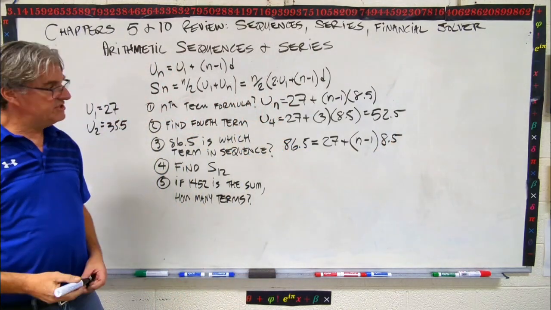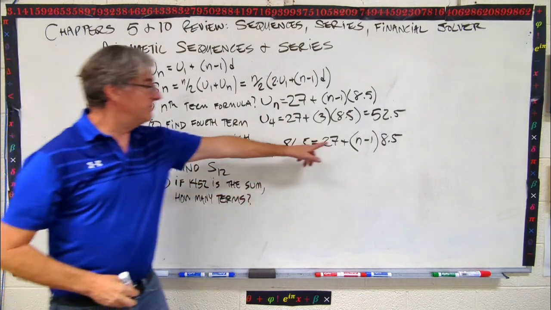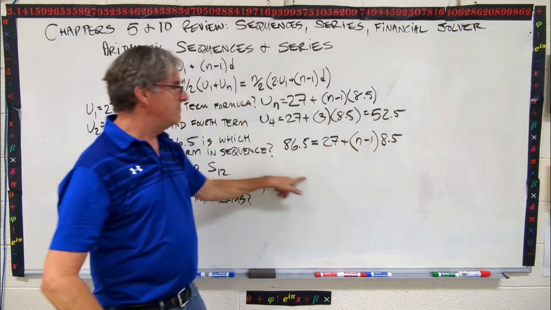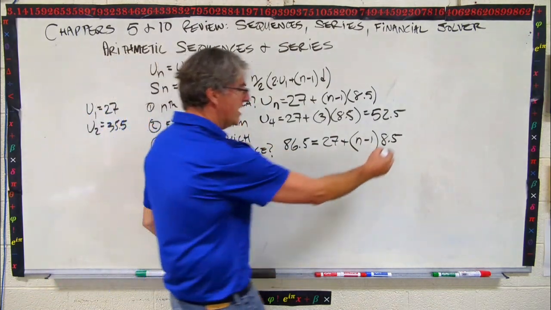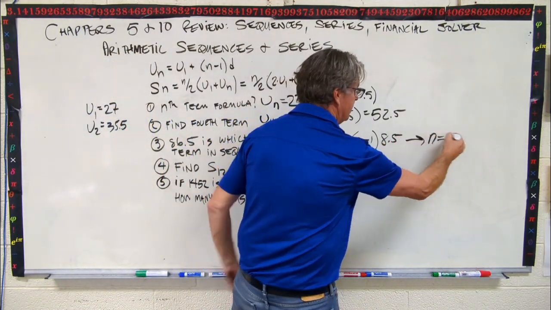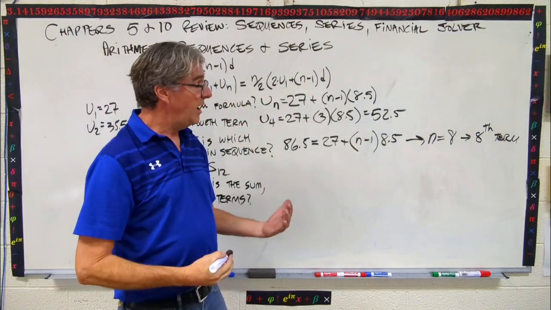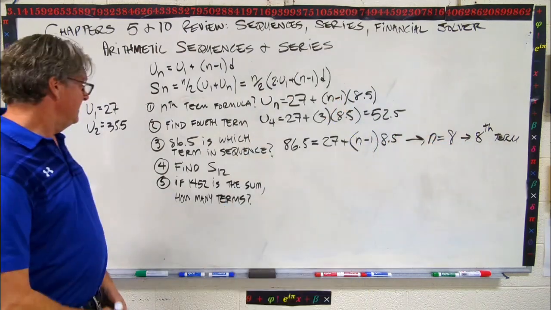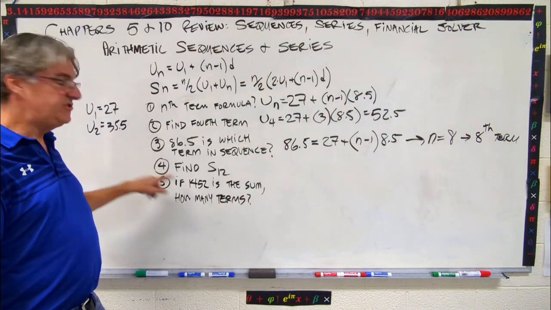So to do that one, you just have to do a little bit of algebra. Subtract the 27 from both sides, do distributive property, subtract the remaining, and you'll get n. So what I get when I do that, pause the video, do the calc. So I get n is 8, which makes it the 8th term. So next one, find S12.